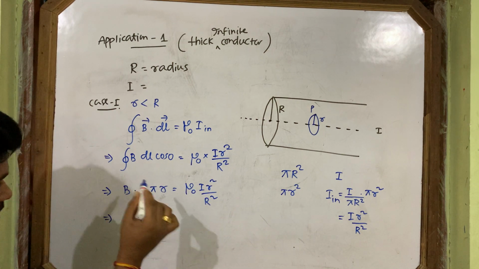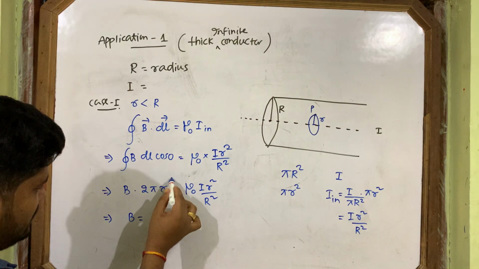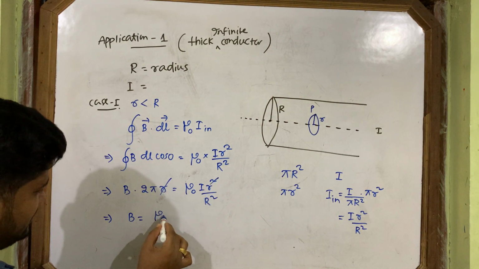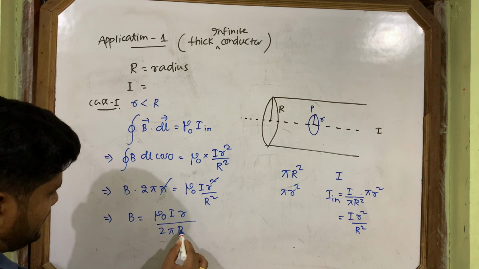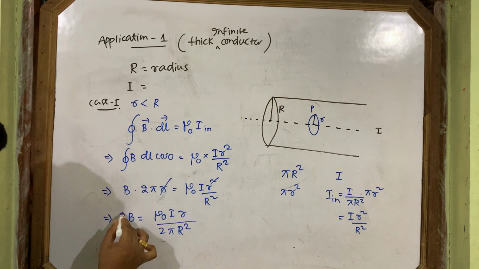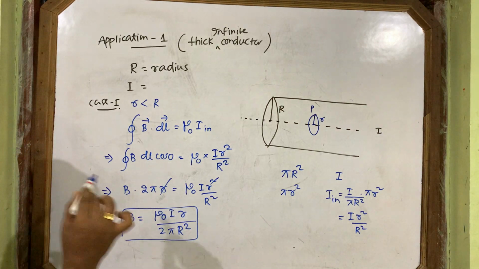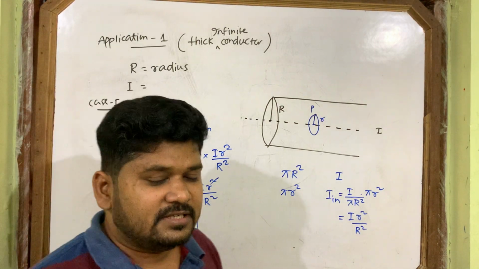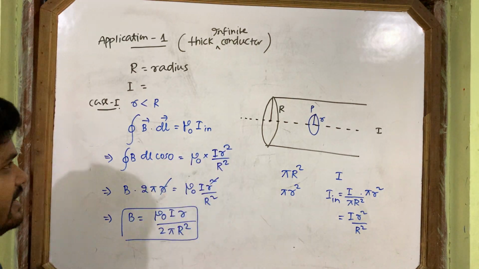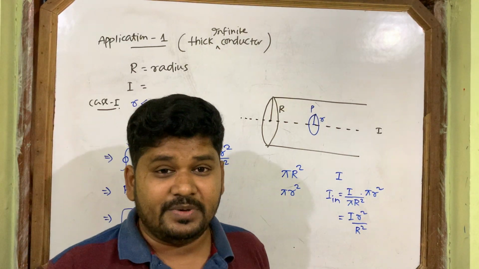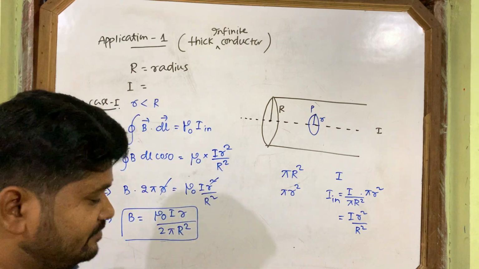So B is equal to, now you see one r cancels here, μ₀ I r divided by 2πR². This is the expression of the magnetic field inside the conductor, which can be derived only by using Ampere's circuital law.